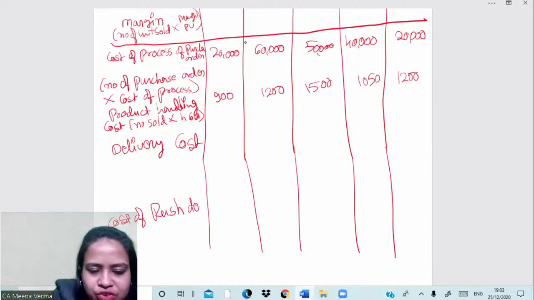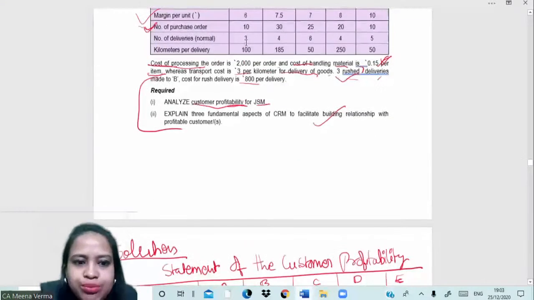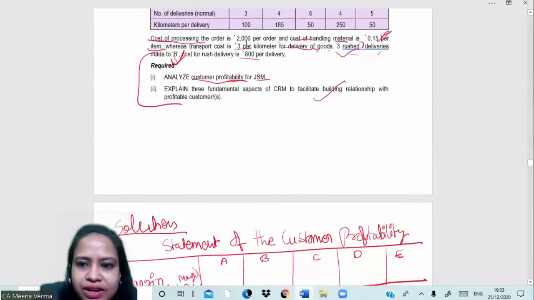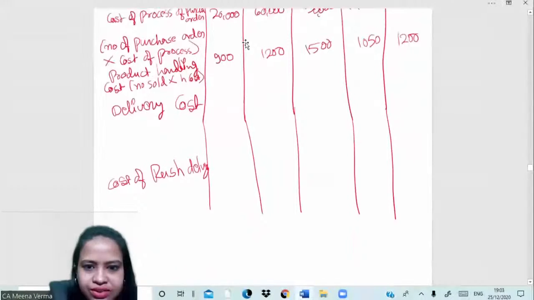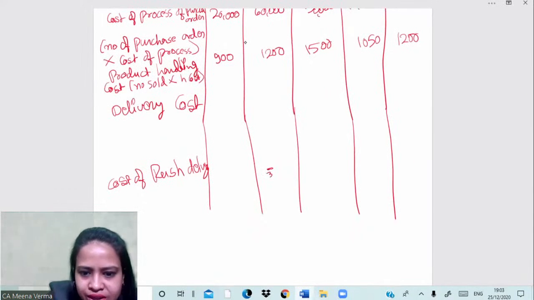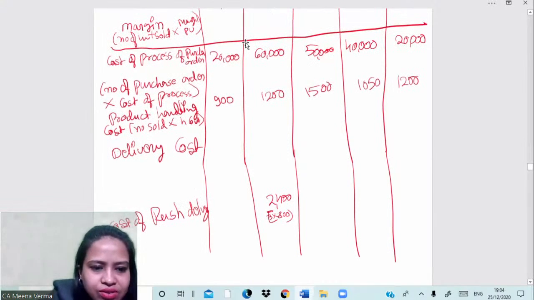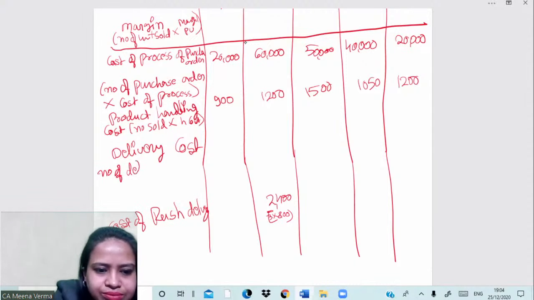For whom are we doing this rush delivery? We are doing this rush delivery for customer B, 3 into 800. What is this value? 2400. Now how will we calculate this delivery cost? Number of deliveries into kilometers per delivery, and cost per kilometer is given. So we will consider that.